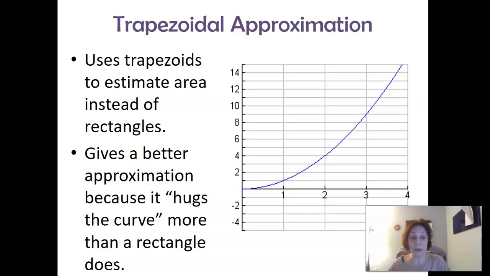What we are going to do is, instead of filling our area with rectangles that are kind of squared off, we're going to use trapezoids. Trapezoids have slanty sides. And so because we're using a trapezoid, we can create shapes that hug the curve a little better. You'll see what I mean when we draw them. And it's going to create a much better approximation for us.